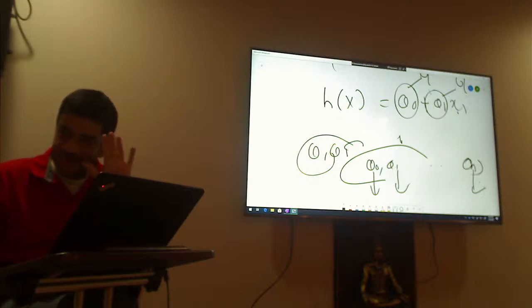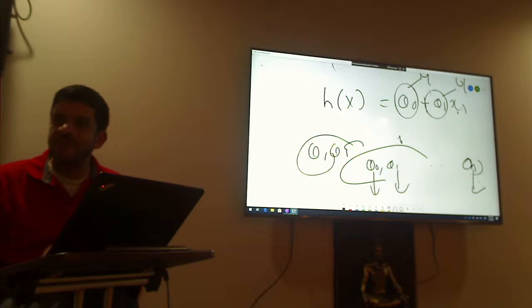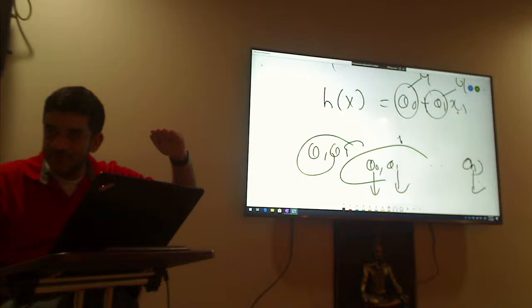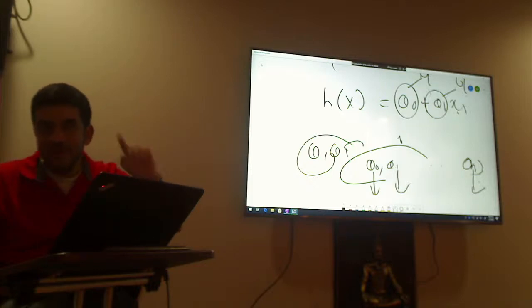I'll come to that. First thing, just pay attention. If it was theta 0 and theta 1, I identify an initial value for theta 0, and then I need to fine tune that theta 0.